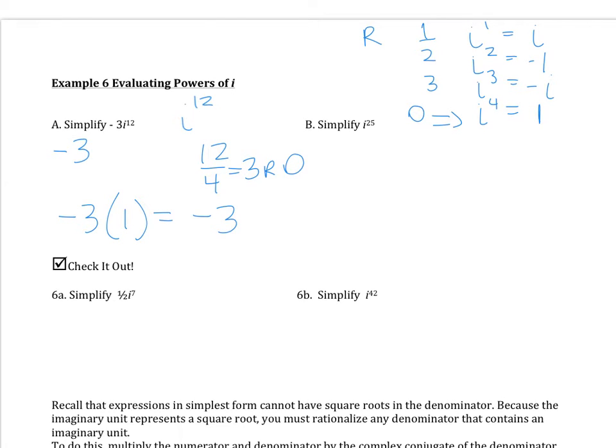Okay, so i to the 25. You take 25 divided by 4, which is 6, with a remainder of 1. A remainder of 1 is i. So this would simplify to i.